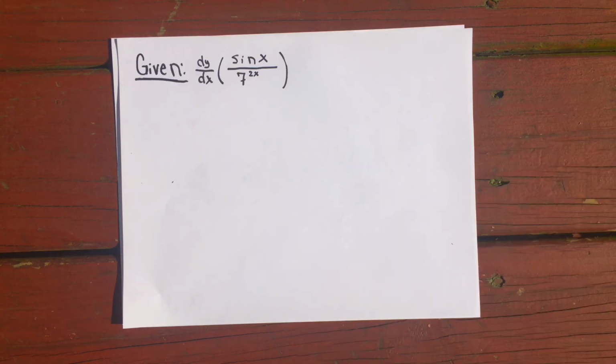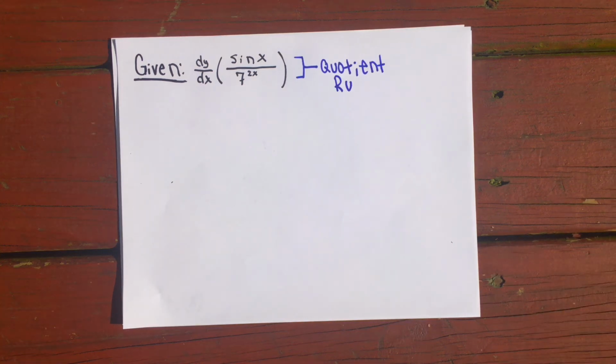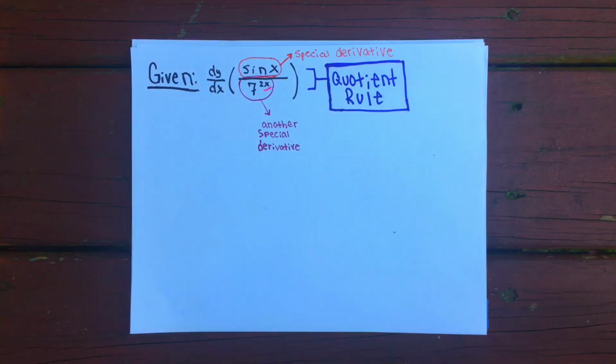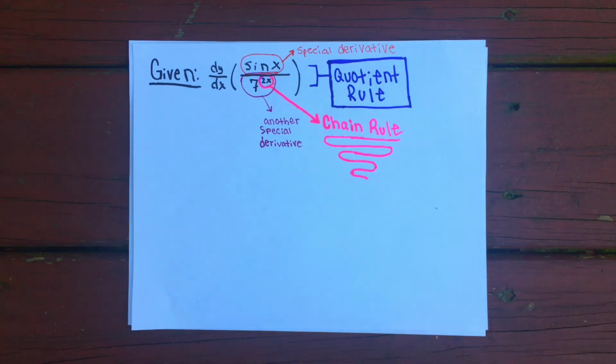You may be given functions such as sin x divided by 7 to the 2x power. This would require you to use the quotient rule while also knowing the derivative of sine and exponential functions, as well as being able to correctly chain rule. But once you know the basics of derivatives, these complex functions all become possible to derive.